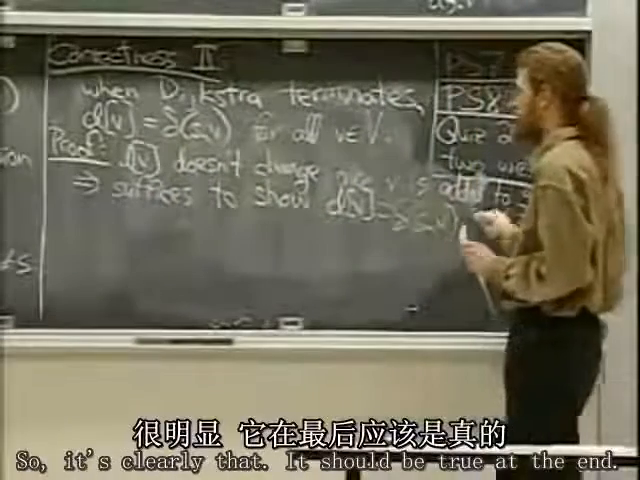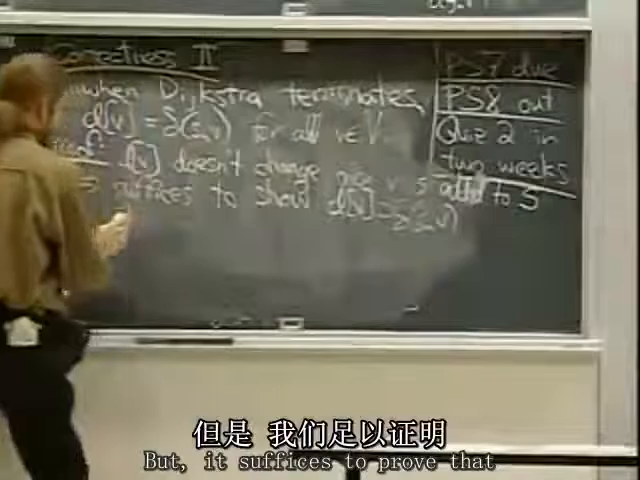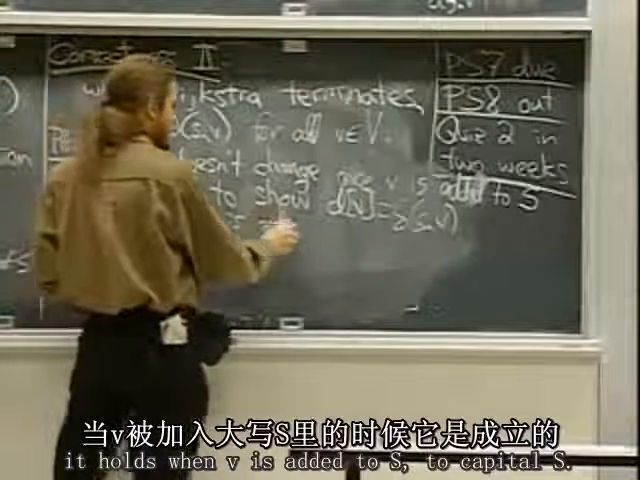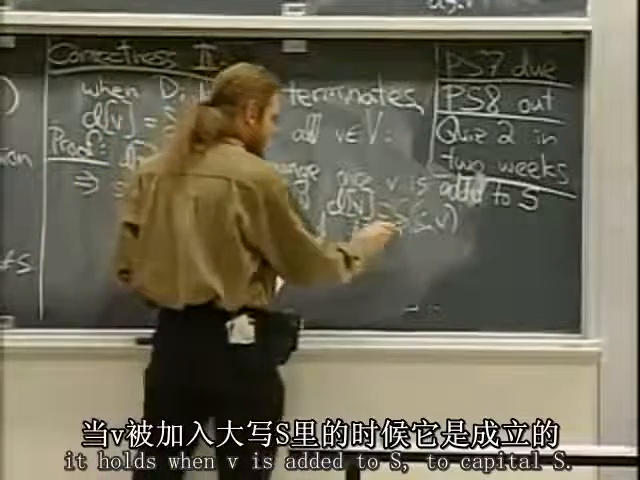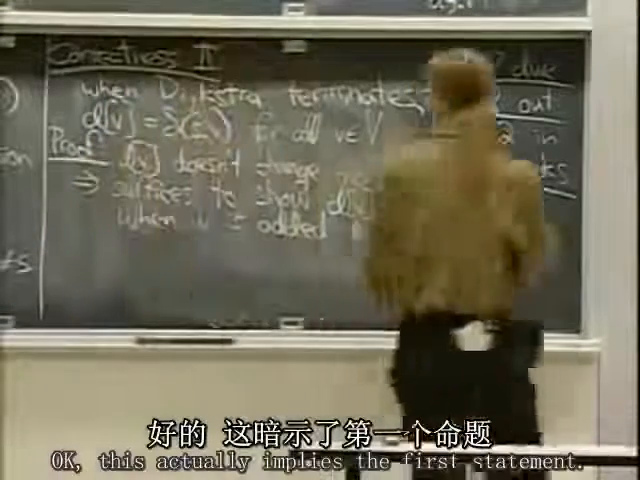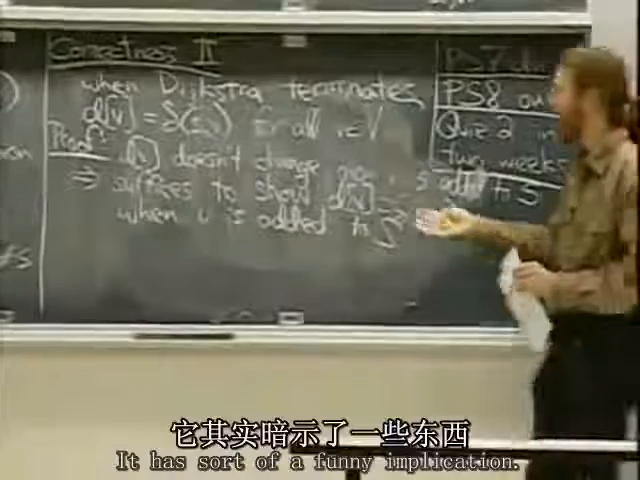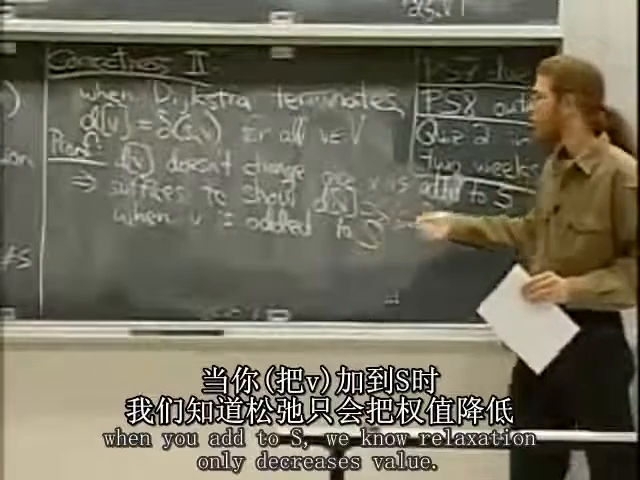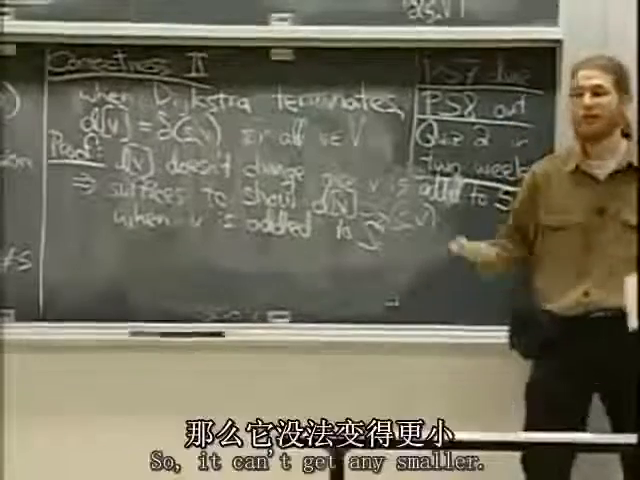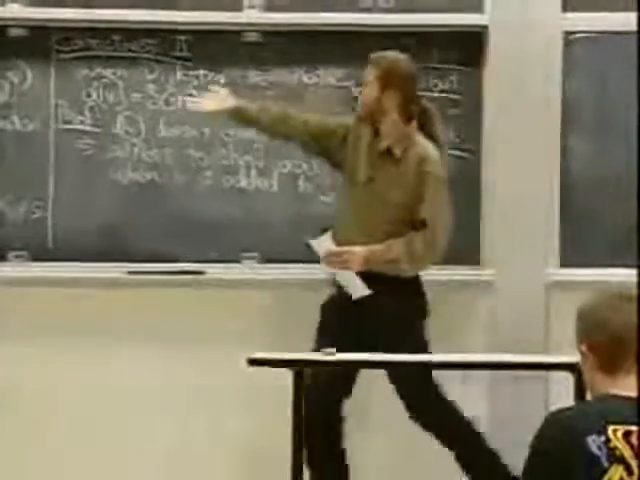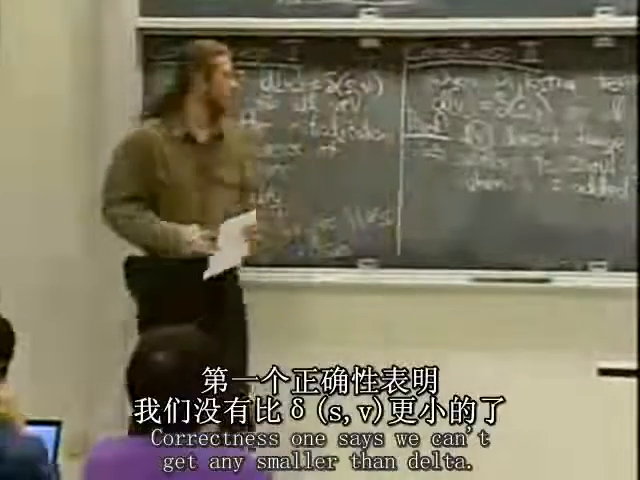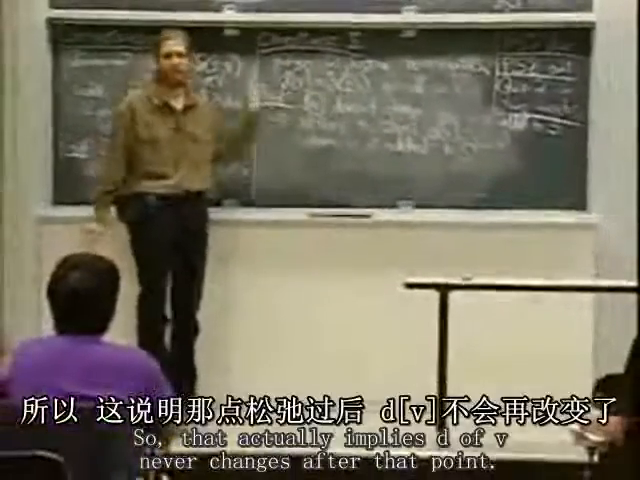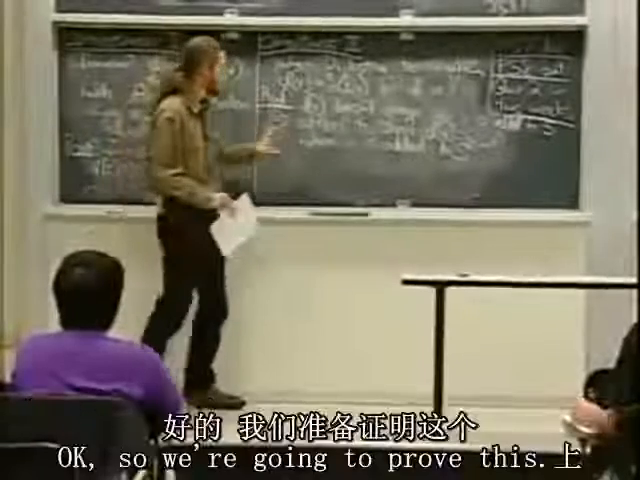So clearly that should be true at the end. But it suffices to prove that it holds when v is added to capital S. This actually implies the first statement. It's sort of a funny implication. But if we can prove that d of v equals delta of s comma v when you add to S, well, we know relaxation only decreases values, so it can't get any smaller, from correctness 1. Correctness 1 says we can't get any smaller than delta. So if we get equality at that point, we'll have equality from then on. So that actually implies d of v never changes after that point. So we're going to prove this.